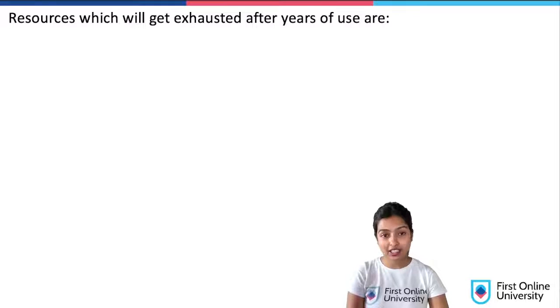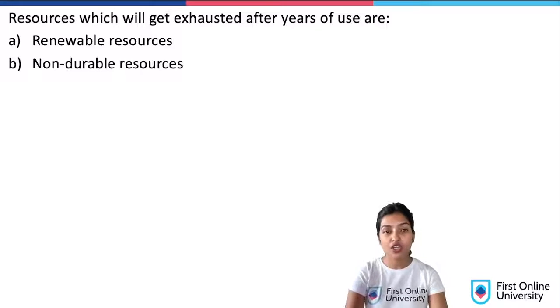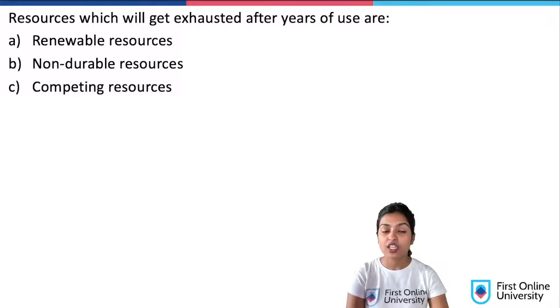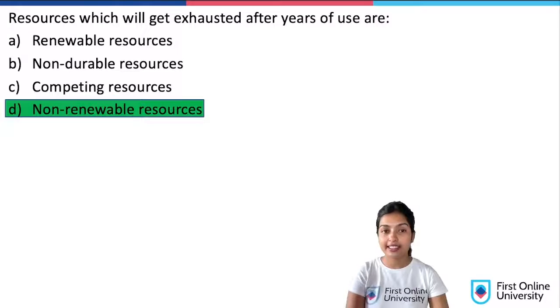Resources which will get exhausted after years of use are called A. Renewable resources, B. Non-durable resources, C. Competing resources, D. Non-renewable resources. The answer is D. Non-renewable resources.